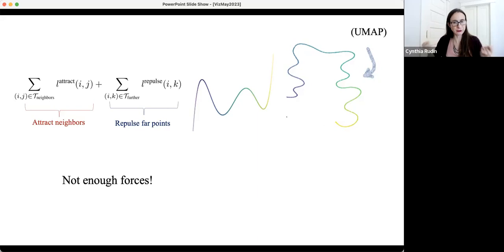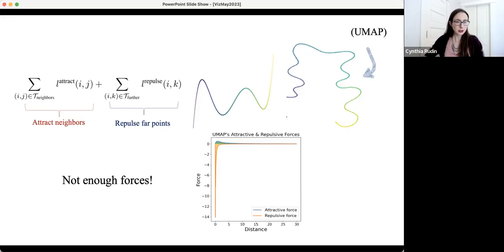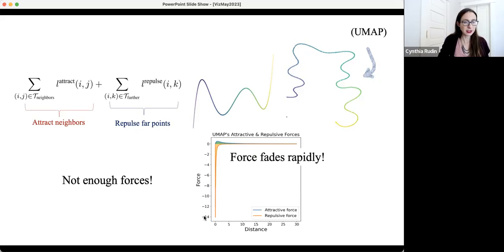UMAP is one of the algorithms that's very nearsighted. It only has forces like these two, and it doesn't really handle global structure well. Here, for instance, you can see the force as a function of distance, and both attractive and repulsive forces fade very rapidly over distance. And so what happens is that you just don't get the global structure being preserved.